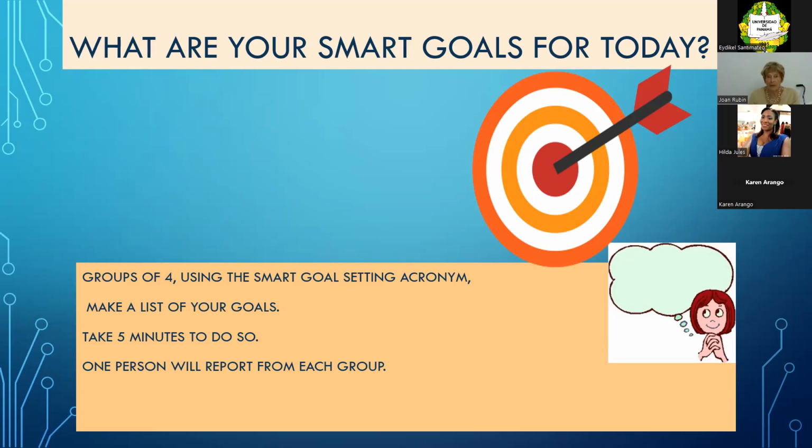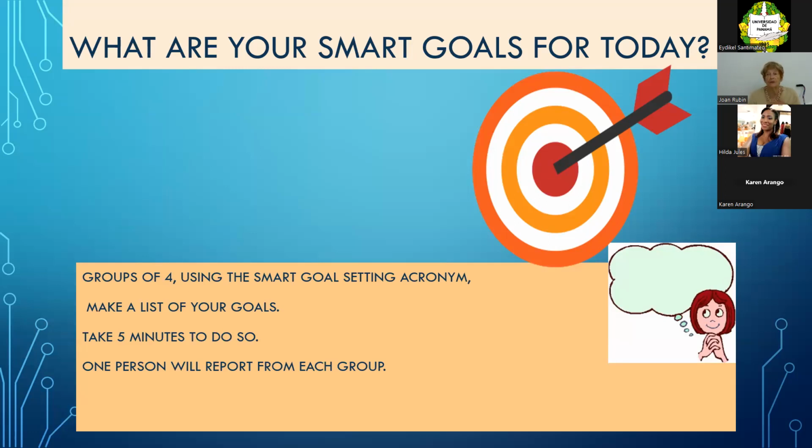What I want people to do, I want to break them up. How many people? We have 21. So in groups of 4, I would say 2 groups of 3. In groups of 3, that works, then you have 7 groups. In groups of 3, using the SMART goal setting acronym, make a list of your goals for today.